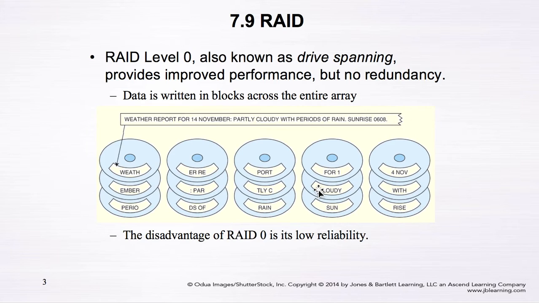You can see that each piece of the information is written across multiple disks. In case one of the disks gets crashed, we still have the information from the others. But once this one disk gets crashed, there's no way we can recover it. That means RAID level 0 has no redundancy. With that said, the disadvantage of RAID 0 is very low reliability.